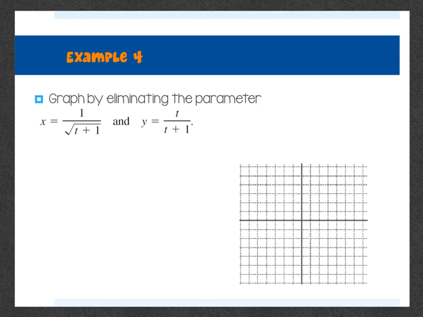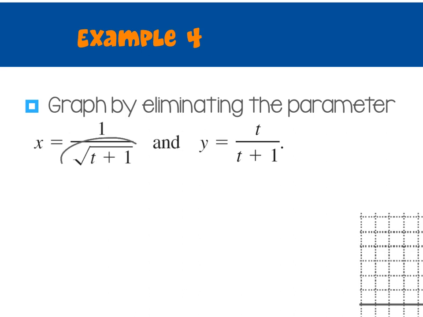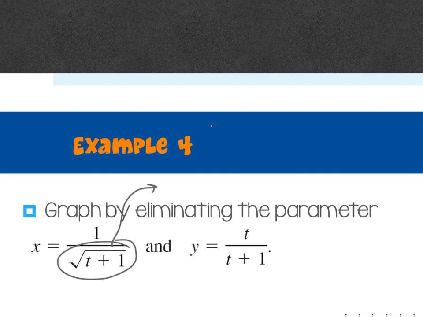Okay, and then obviously they just get a little bit more complicated. Same set of instructions, graph by eliminating the parameter. But this time I've got square roots and I've got fractions. So hopefully a red flag goes off about your domain, right? For this one, I've got a square root in the denominator. So I would say that the square root of t plus 1 has to be greater than 0.